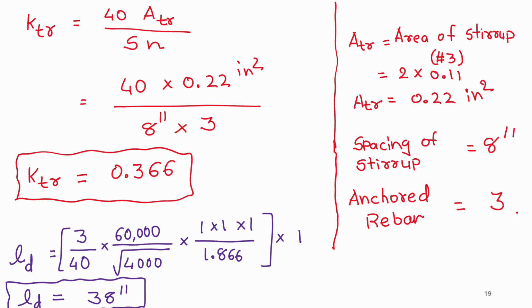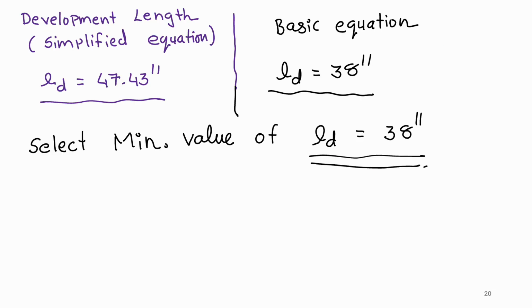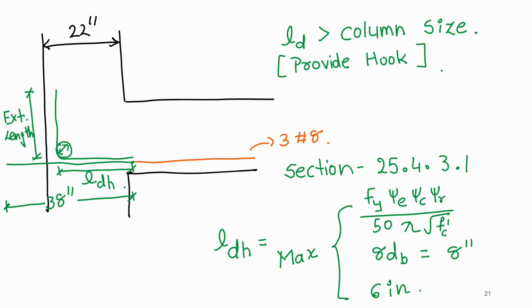And if we plug our values, we will obtain the development length using the basic equation is 38 inch. So what we have, if we are using simplified equation, your development length is 47.43. And if we have a basic equation, we have 38 inch. So we will determine that the minimum value of the two is 38 inch. So what we have here, we need ld to be higher than column size. Our column size is 22 inch, and that means that we need to provide hook.